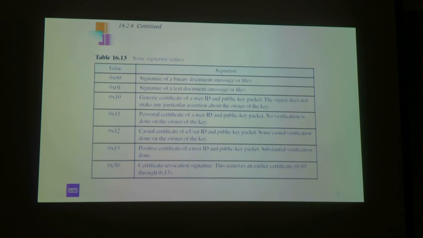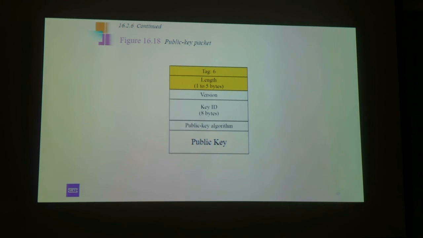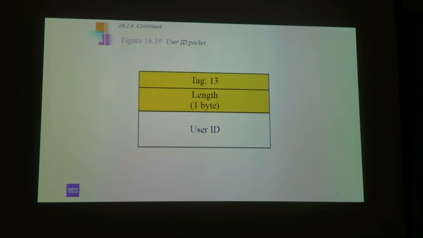Then in here, this is different. That's fine. Then in here, what do you have? Session key packet. So you have the session key, you need to send it to the other side, okay? You add some data with it, and then you have to send it, you include it in here. In here you have the public key, you can send the public key in here. Okay, in here for user ID packet.